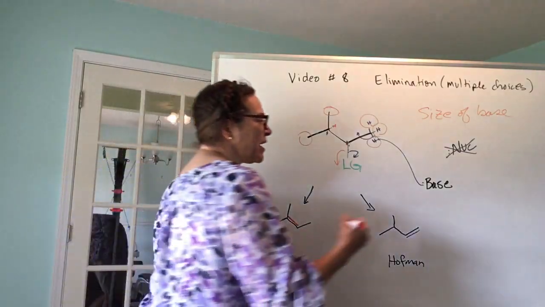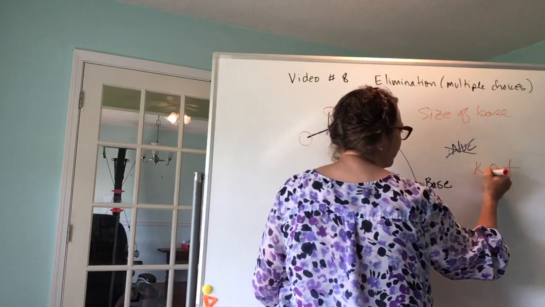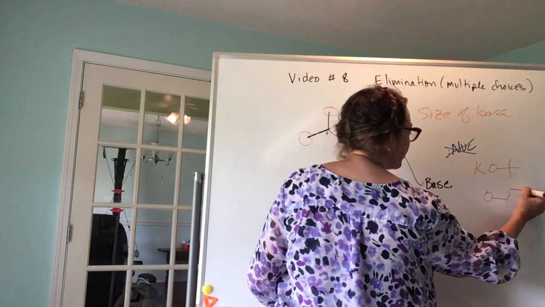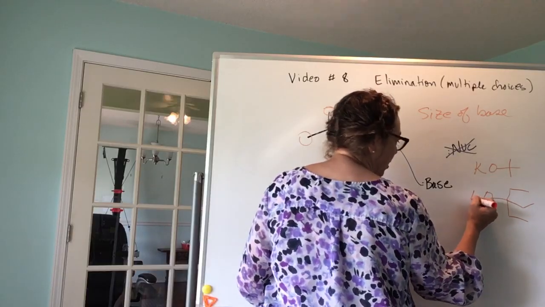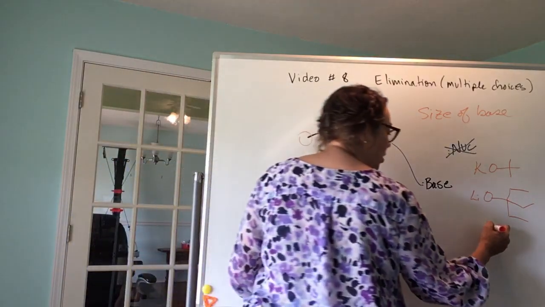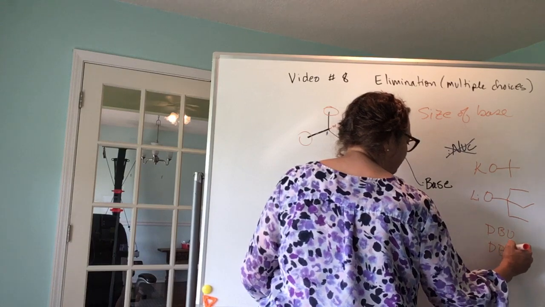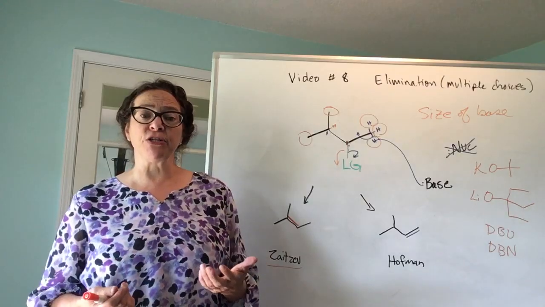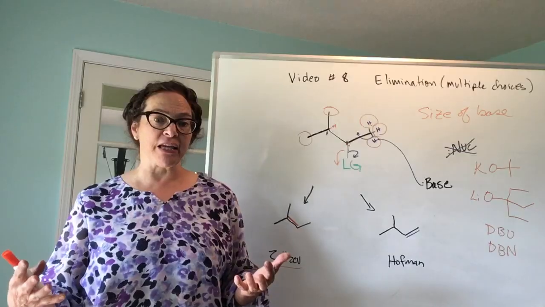Some of those bases include OT-butyl, or potassium O-tert-butoxide. Another one that is shown in your textbook is potassium or lithium or sodium tert ethoxide. Also very large bases, DBU and DBN. There are a couple more that are shown in your textbook, so I recommend going to your textbook and just memorizing a couple of these very large sterically hindered bases.